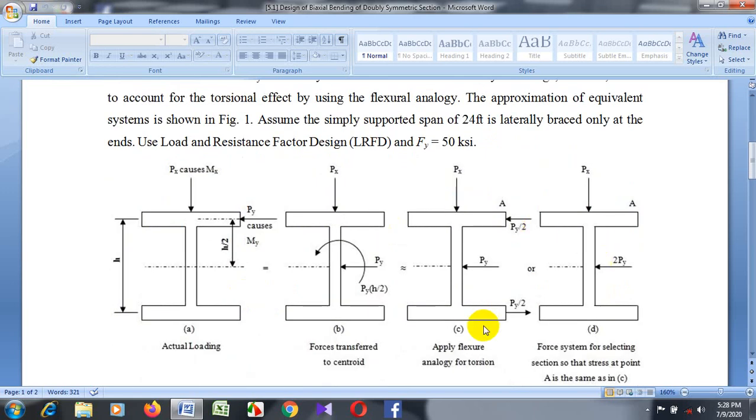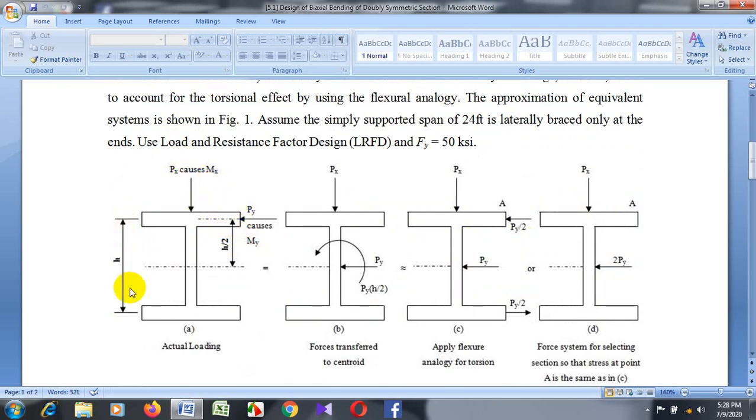This is figure 1. You can see Px is the axial load that causes Mx, and Py causes My. These are two loads and two moments, so the system is called biaxial. Uniaxial is just one load, one moment, but two loads, two moments is called the biaxial case.